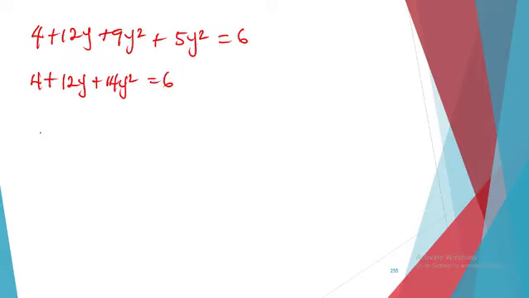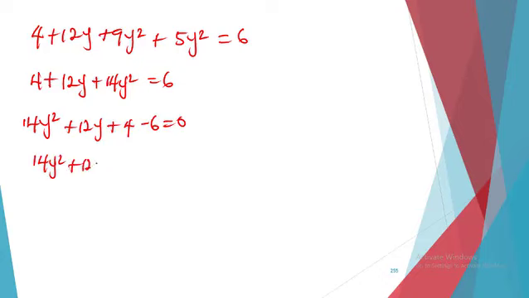If we rearrange this, we have 14y squared plus 12y plus 4, then this one crossing over, minus 6 equal to 0. So we have 14y squared plus 12y minus 4 minus 6 will give us minus 2 equals 0. Then a quadratic equation has been formed. So we can now solve this using any of the quadratic equation methods.